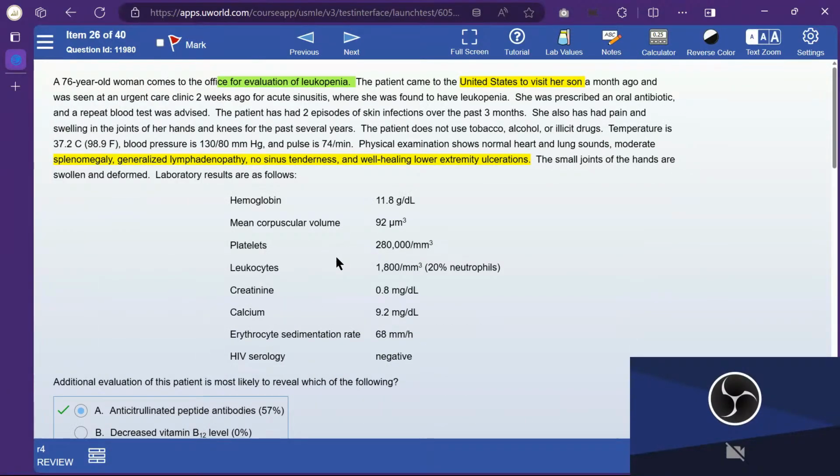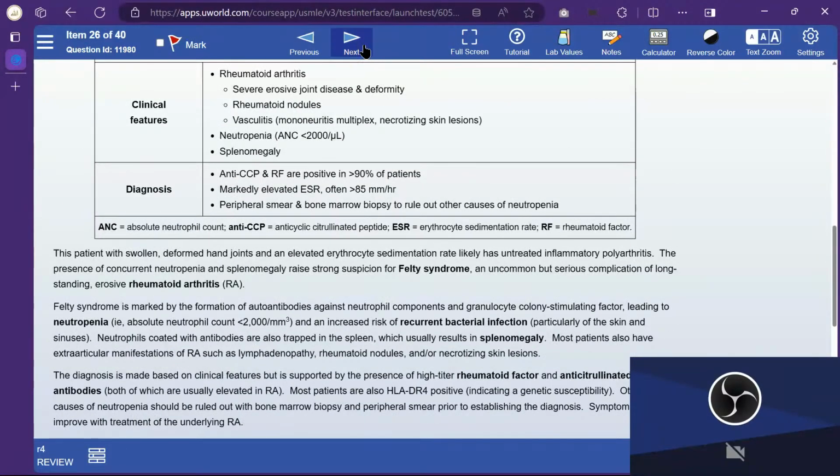There is splenomegaly, moderate RA, a patient with leukopenia. He has what? The small joints of the hands are swollen. He has joint pain, swelling, splenomegaly, and generalized lymphadenopathy, no sinus symptoms. Diagnosis: RA with Felty syndrome.